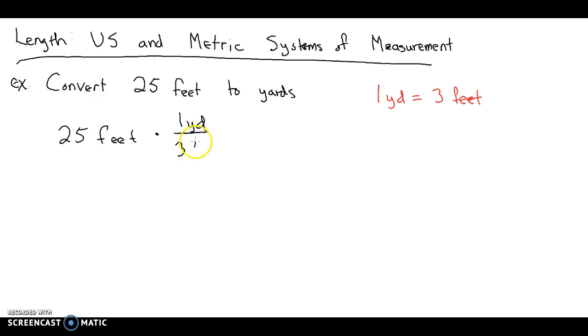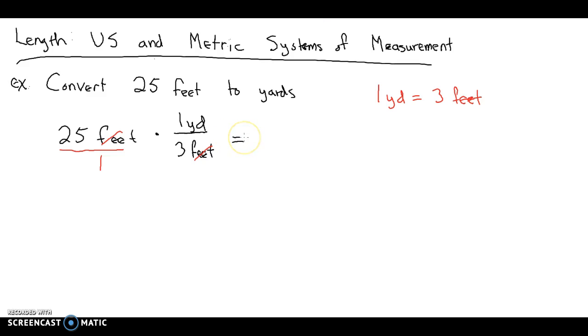We're going to put the 3 feet on the bottom. So that's your unit fraction, the 1 yard over 3 feet. Now, if we wanted to convert yards to feet, we would have the 3 feet on top. But we want to end up with yards, so we want yards on top. The reason for that is, if you were to multiply, and again, if you want to put this 25 over 1, just to see that you're really multiplying two fractions, do you see how feet cancel? Because you have feet on top, feet on the bottom. This means that when we do this math, our answer is going to be in yards.